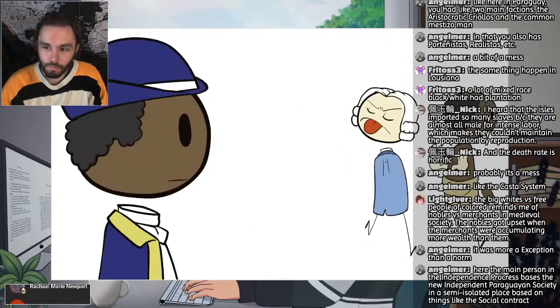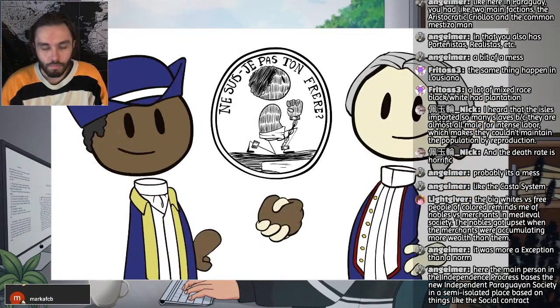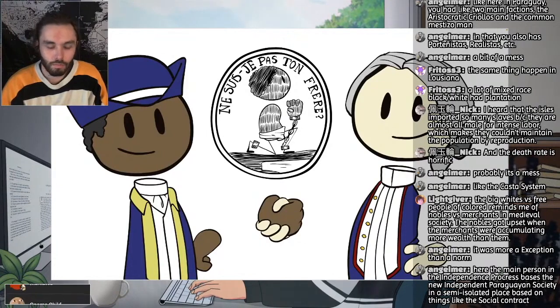They opposed any reform to the colony's racial caste system. So instead, the free people of color made an alliance with an abolitionist society called the Friends of the Blacks.